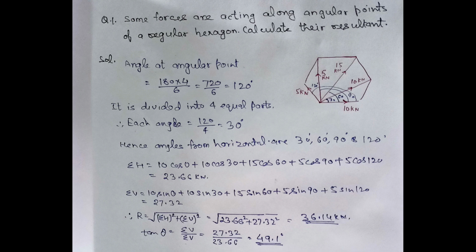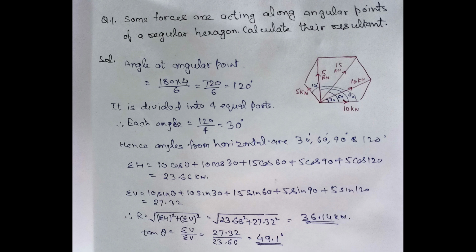So you can see in the diagram we have a regular hexagon. The forces are given as 10 kilonewton, 10 kilonewton, 15 kilonewton, 5 kilonewton and 5 kilonewton. Now angles of these forces are not given. So first of all, to find out the resultant, we will have to resolve these forces. Now for resolving the forces, we will have to calculate the angles of these forces either with horizontal or with vertical.